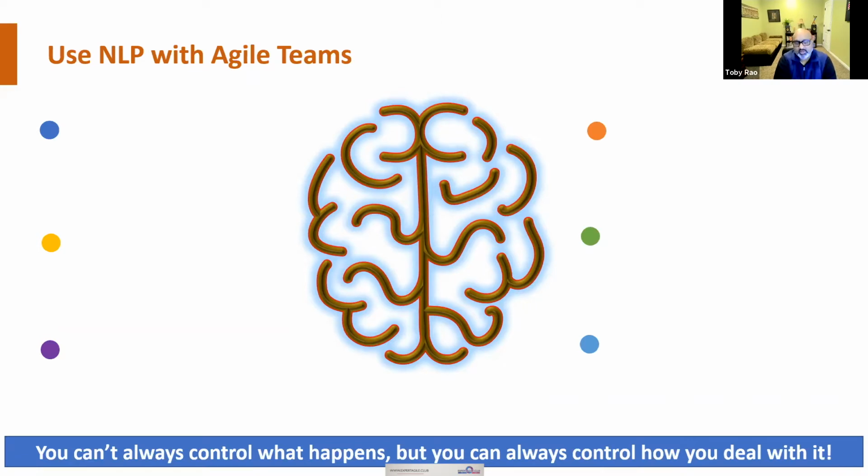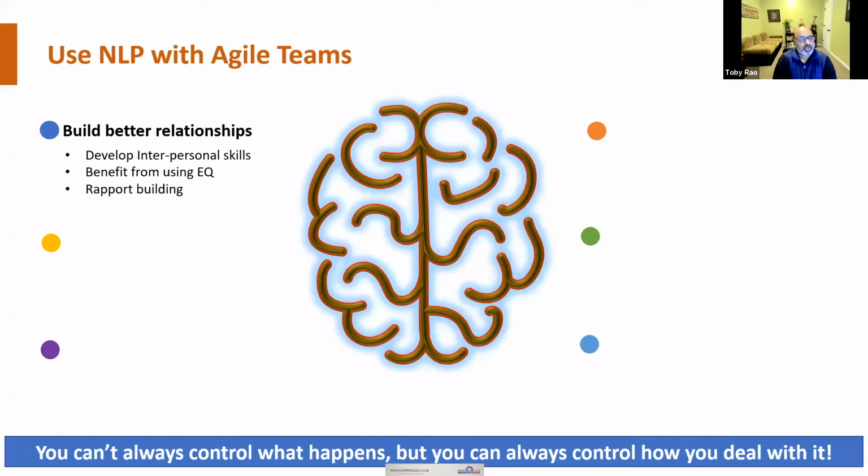As Agilists, as leads, as team members, we are not always in control of what happens, but if you understand or put the right information in the right way, it can improve our outcomes. So let's talk about that.